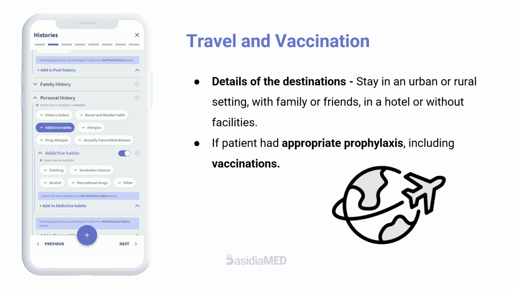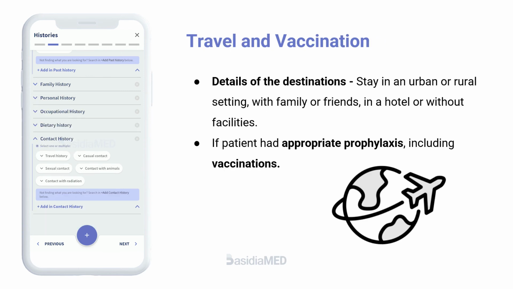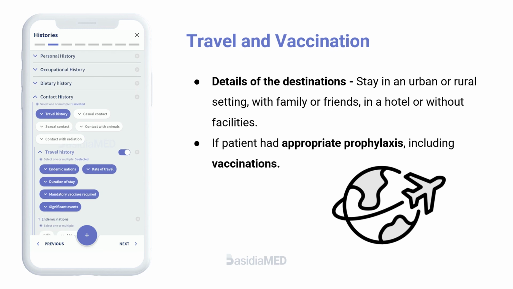Travel and vaccination. Details of travel include whether the stay was in an urban or rural setting, stay was with family or friends, in a hotel or without facilities. Also inquire whether the patient had appropriate prophylaxis, including vaccinations, either when traveling or at home.